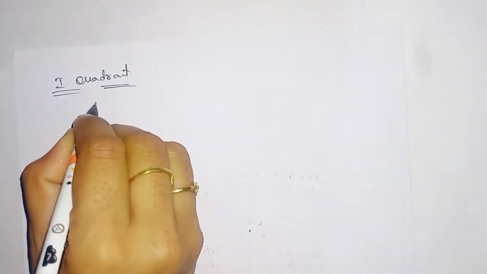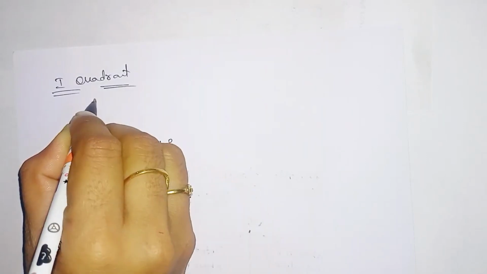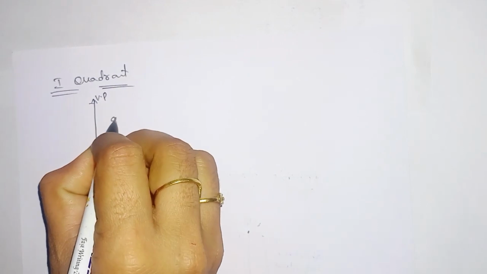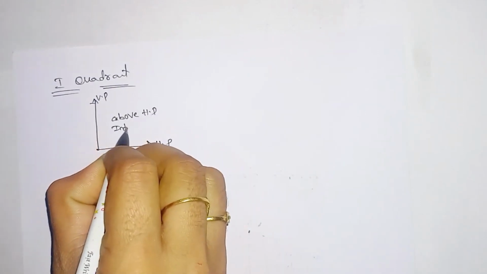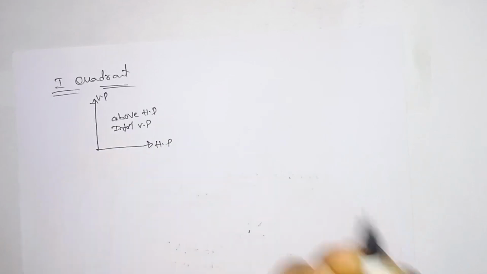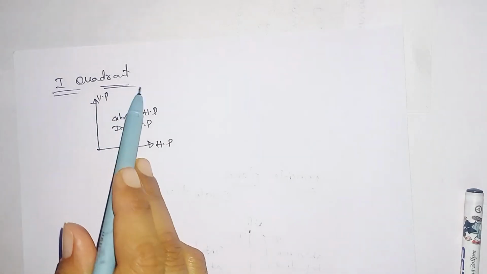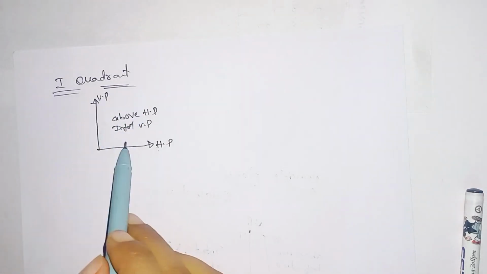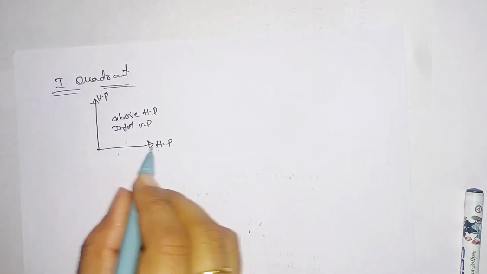So first, draw the first quadrant only. This is the HP and this one is the VP. What happens above HP, in front of VP? We have to discuss each quadrant separately, so first draw the first quadrant diagram. This is HP and VP, and above HP and in front of VP is the first quadrant, and this one is also a reference line.